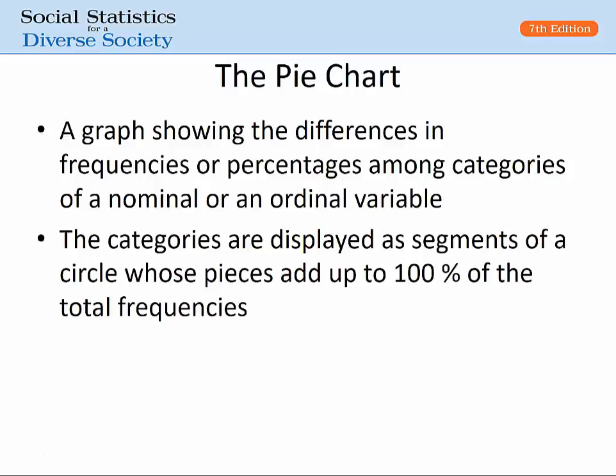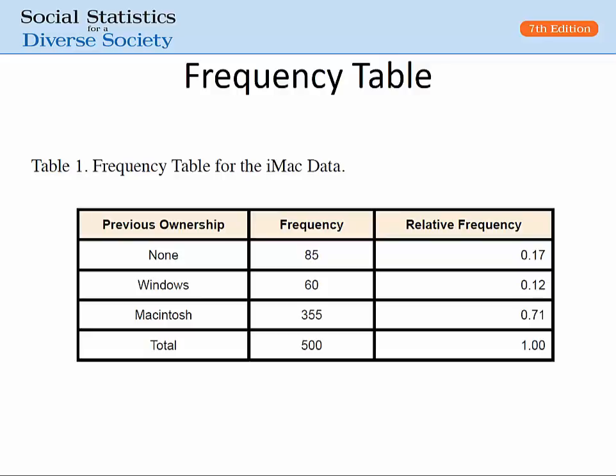And it's simply a graph that shows the differences in frequencies or percentages among categories of a nominal or an ordinal variable. And so the categories are displayed as segments of a circle whose pieces add up to 100% of the total frequency. So it looks like a pie with slices in the pie. And each slice of the pie represents a different percentage or proportion of the frequency of that particular thing that we're looking at. We can create a pie chart from a frequency table.